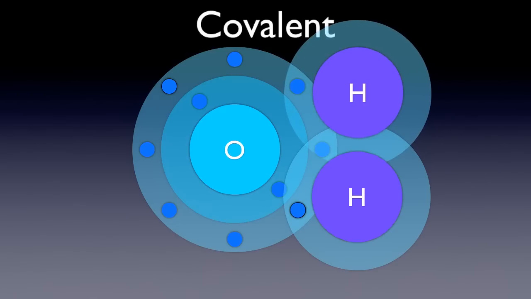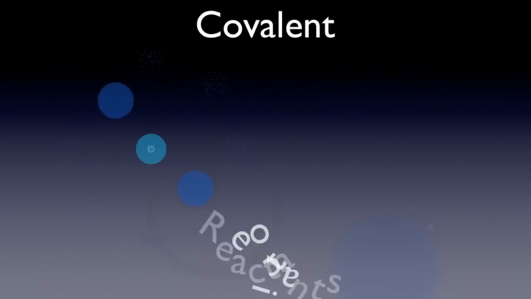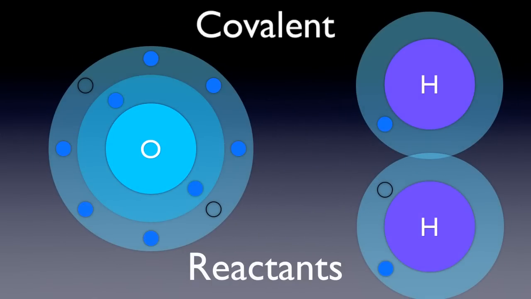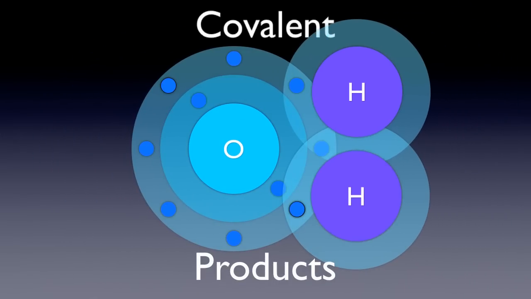They share atoms so they can all fill their energy levels, and then they're happy. Molecules use covalent bonds to hold atoms together. When 2 or more atoms come together, it can also be called a reaction. In a reaction, the starting materials are called reactants, and the ending materials are called products.